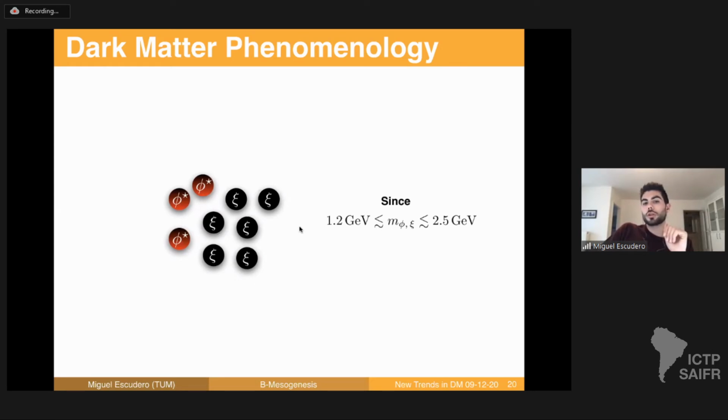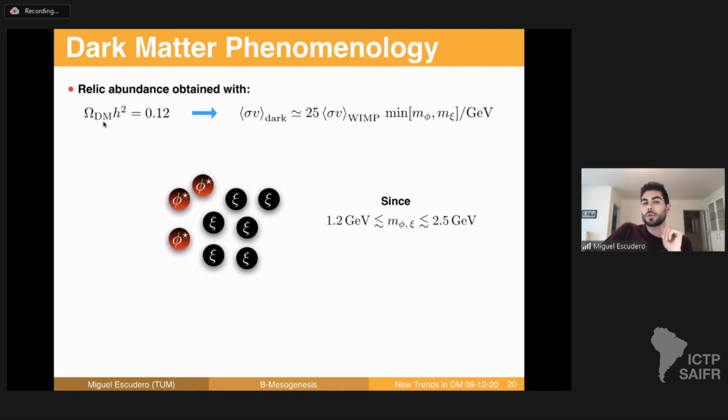But of course, in order to have a symmetric component in the dark sector, we need to deplete some of the number density, and then we perform a full parameter space scan and show that in order to obtain the observed dark matter abundance, the cross-section in the dark sector should be at least 1 order of magnitude larger than the WIMP for GeV scale masses, which are the ones that are relevant.